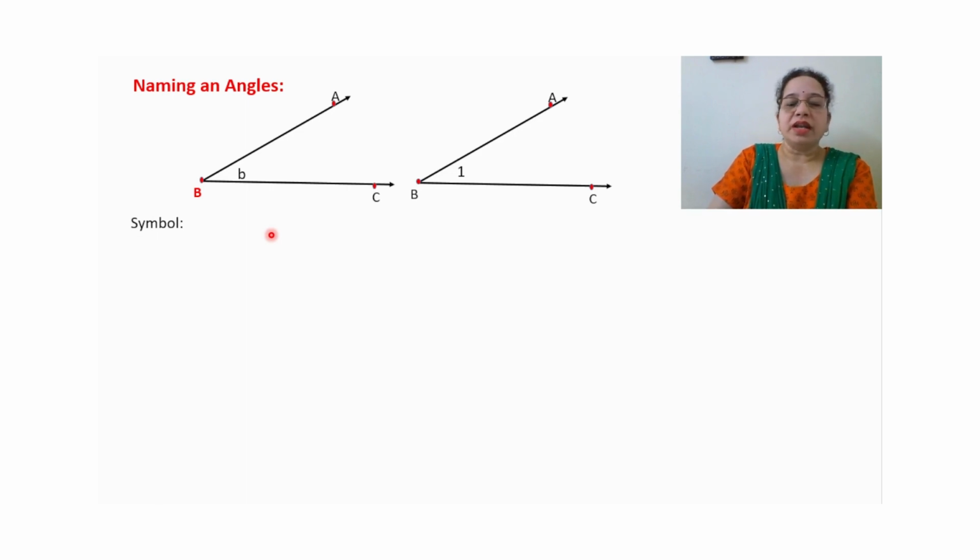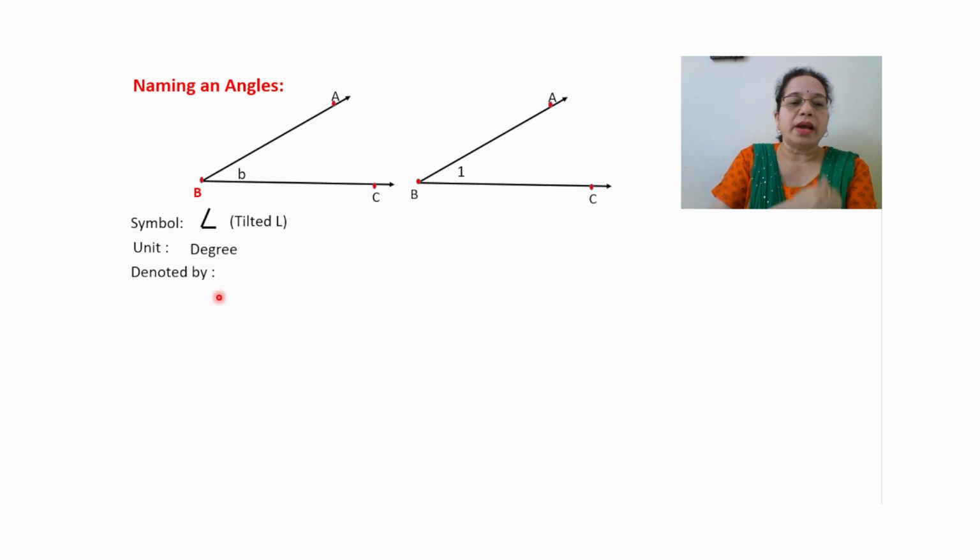Naming an angle in different ways. Before starting naming, the main point is the symbol. What is the symbol for angle? This is a tilted L. Don't make it a straight line, otherwise it will look like L. So a tilted L is known as the symbol of angle. We measure the angle in degrees and we use a protractor to measure the degree.